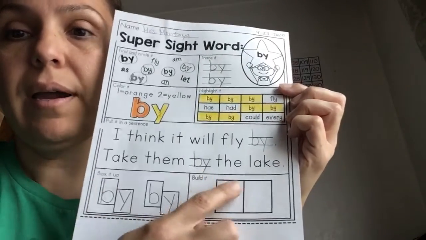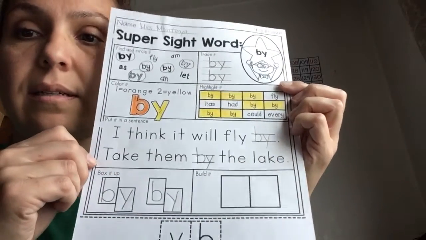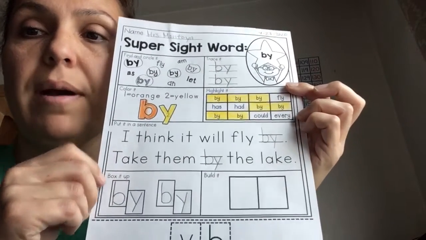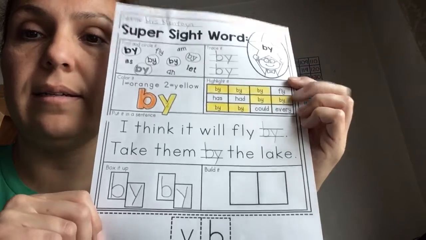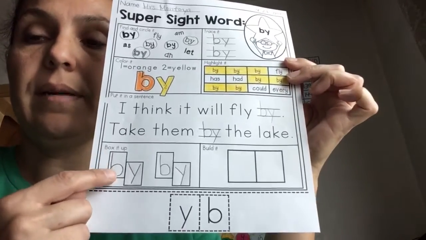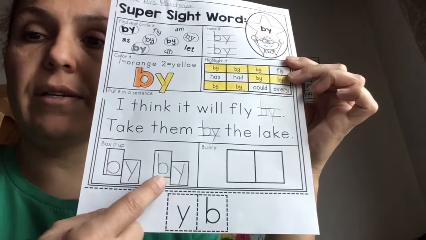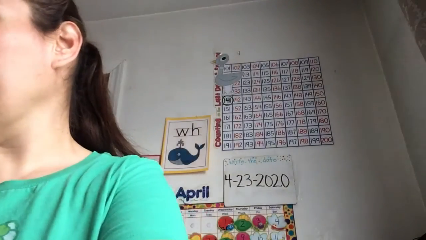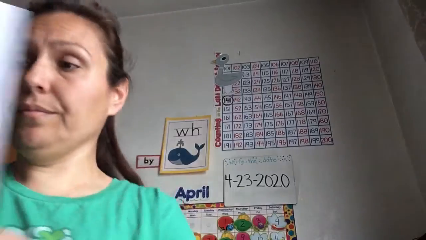Take them by the lake. All right, box it up by tracing it first and then by yourself, and then cut these out and put them in the correct order. All right. So here we go.